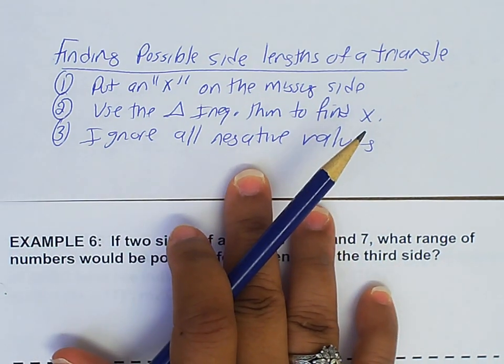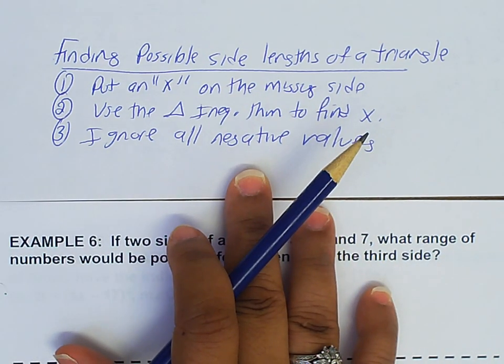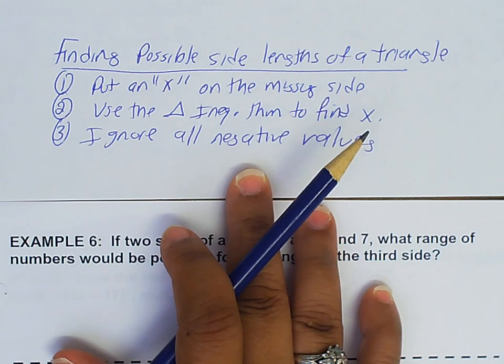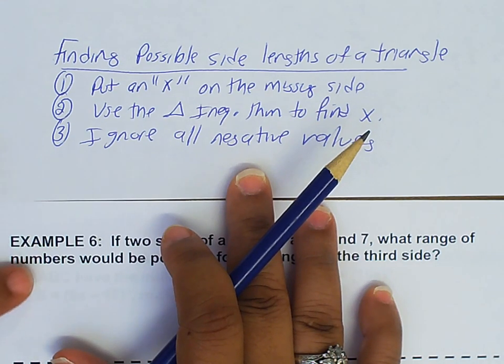Okay, so let's just read it. It says finding the possible side lengths of a triangle. All right. You want to put x on the missing side, use the triangle inequality theorem to find x, and you ignore all negative values. So let's look at 6.